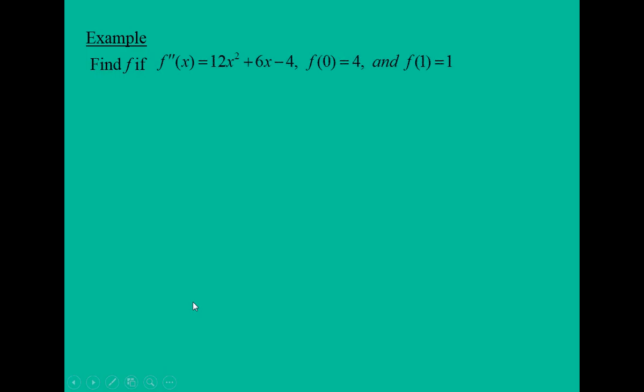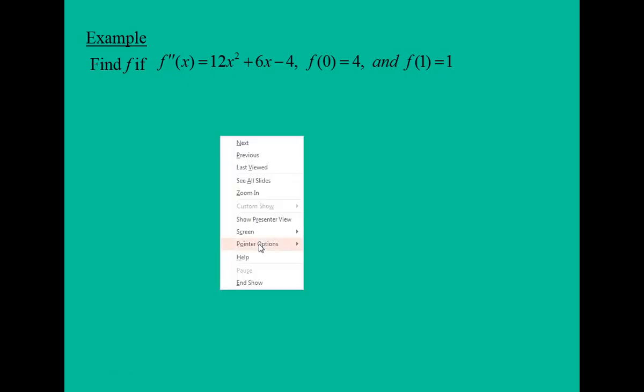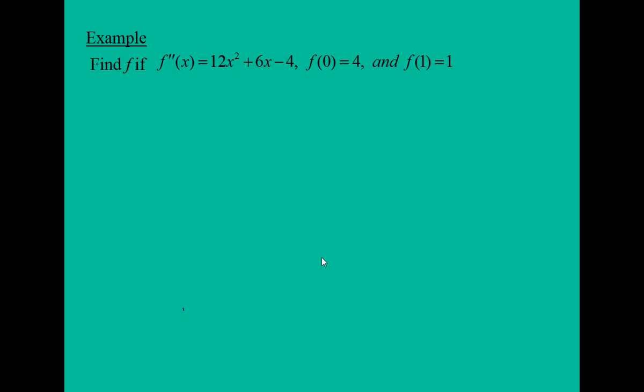Here's another example. Find f if f double prime of x equals 12x squared plus 6x minus 4. And again, we have initial conditions, so we should be able to find a particular solution. First off, we should be able to find f prime of x by finding the antiderivative of f double prime. That would give us f prime of x. So let's apply the rules.